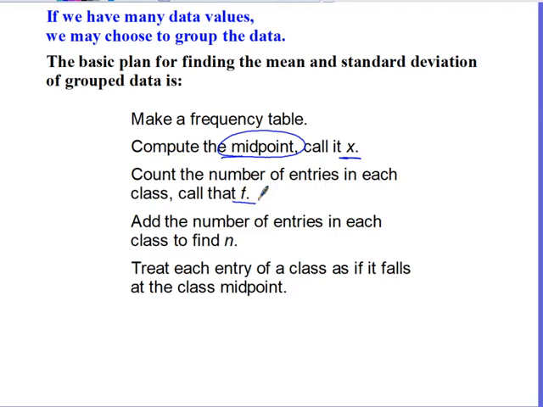Okay? I'm going to add up all those entries, and really n and the notation of sum of f are the same thing, because all my frequencies should add up to everything in that data. I just treat this as if each number falls within that class.